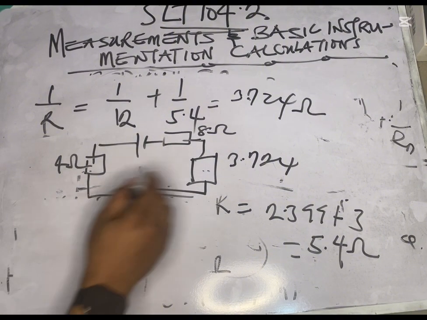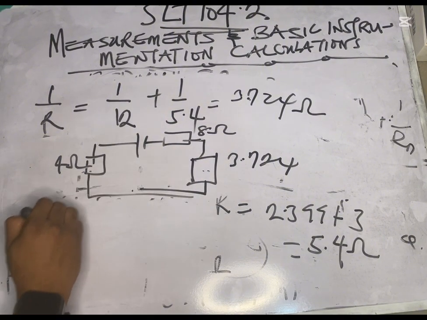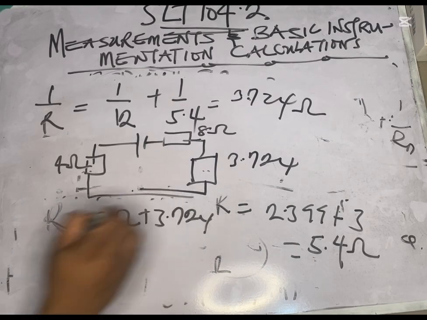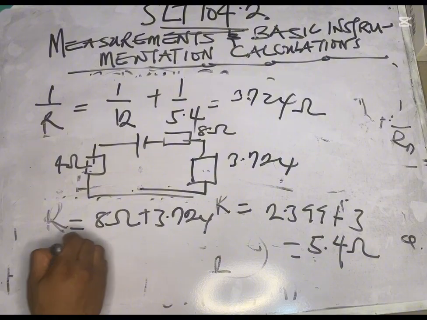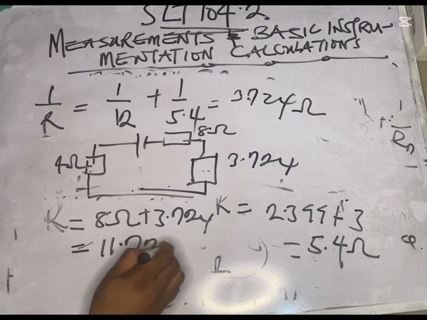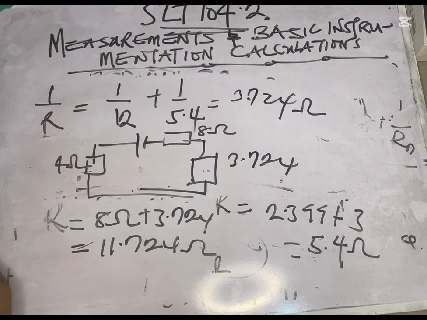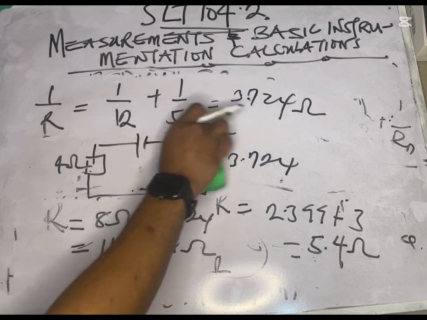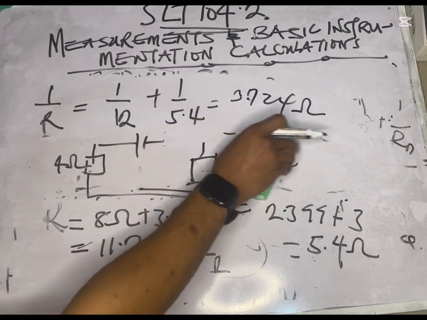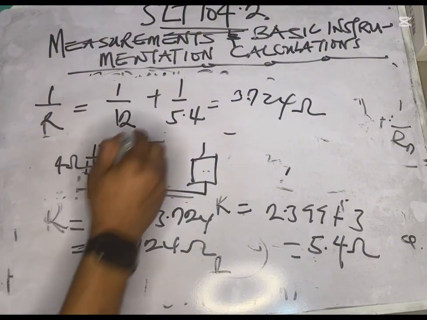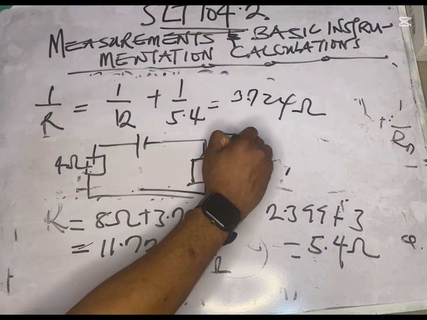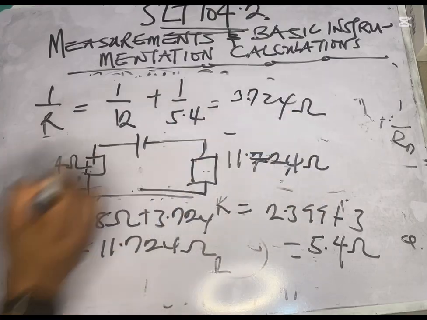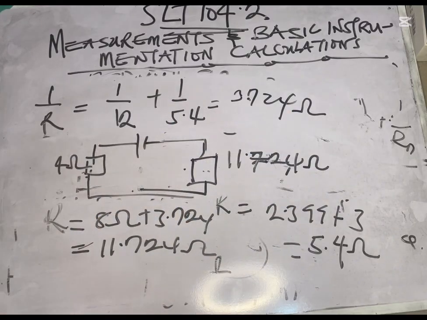All right, so if we resolve this now, we'll have a new resistance of 8 ohms plus 3.724, which will give us 11.724 ohms. So at this point, we've been able to resolve this with 3.724. We've been able to resolve our 8 ohms. So it means that we have our 11.724 ohms now, and both of them are parallel to each other.